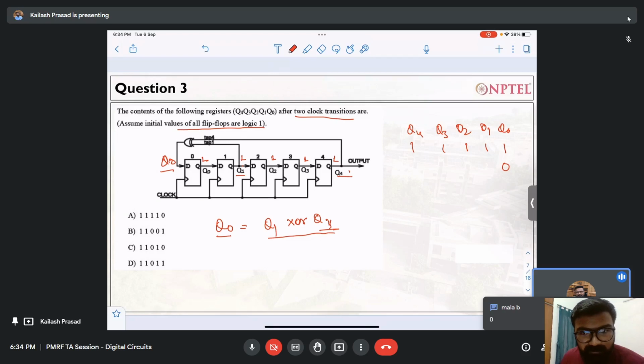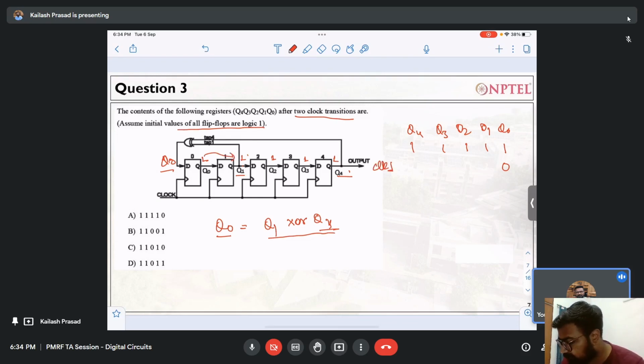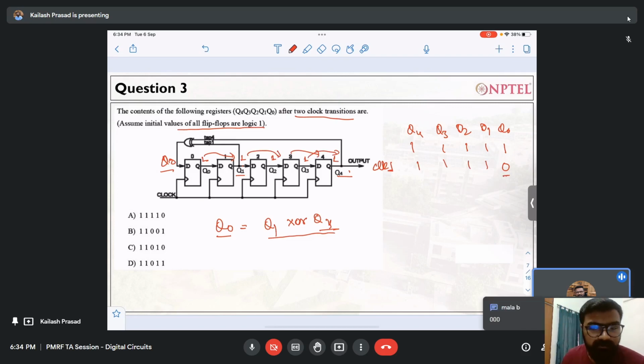In the very first clock cycle, clock cycle 1, for all other values, what will happen? It will just shift, right? This one will be shifted over here, this one will be shifted over here, this one will be shifted over here, and this one will be shifted over here. It means it will be 1 1 1 1, and Q0 has changed, right?